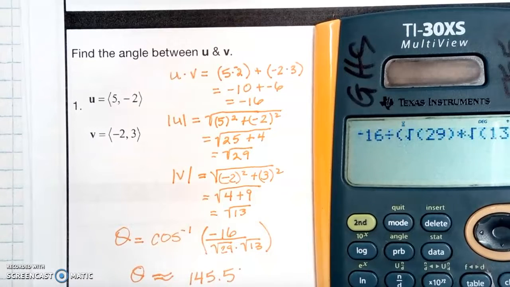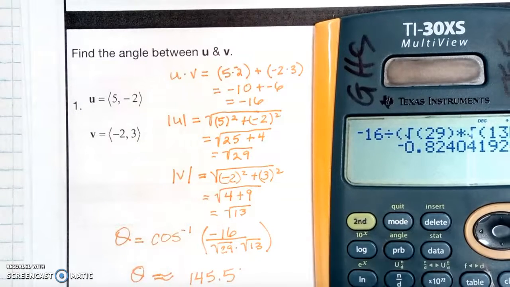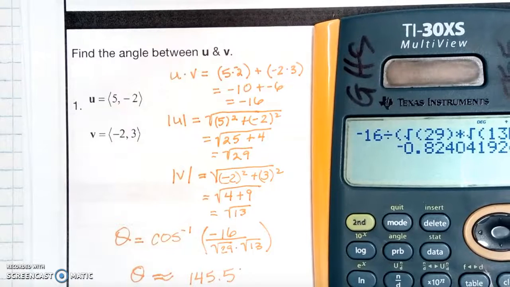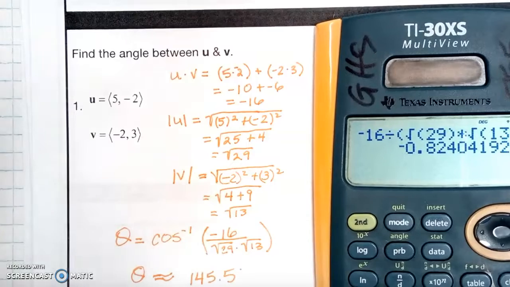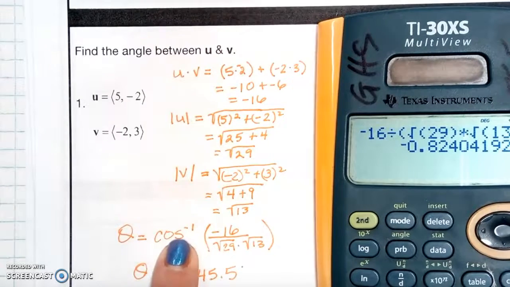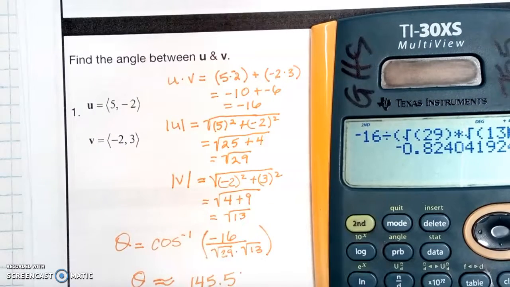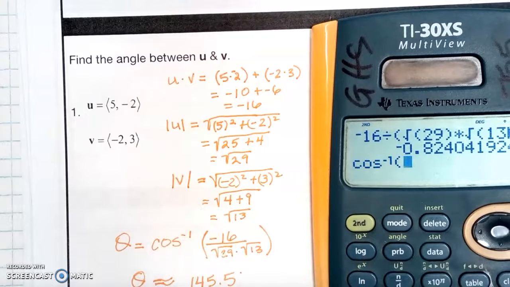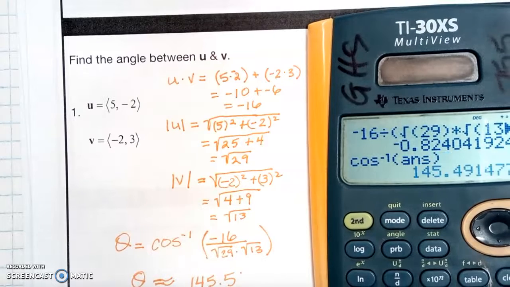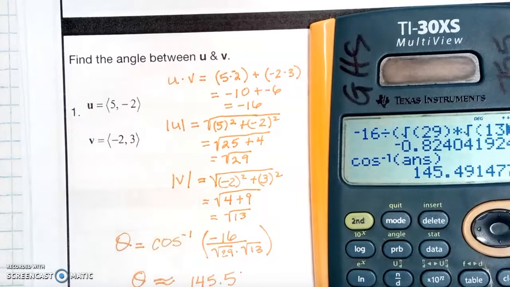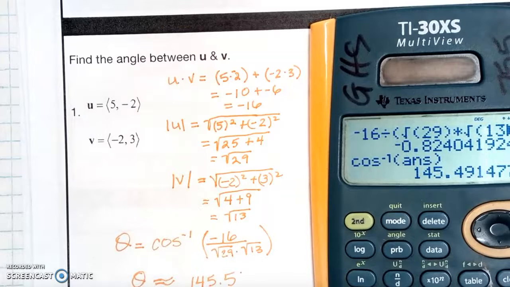And hit enter. So it gives you this big, long decimal. You don't even need to write that down. Just leave it sitting in the calculator, because in a second, when I do my second answer, it'll put it in for me. So now I need to do the inverse cosine, and then second answer, hit equals, and it spits out the 145 point blah, blah, blah.